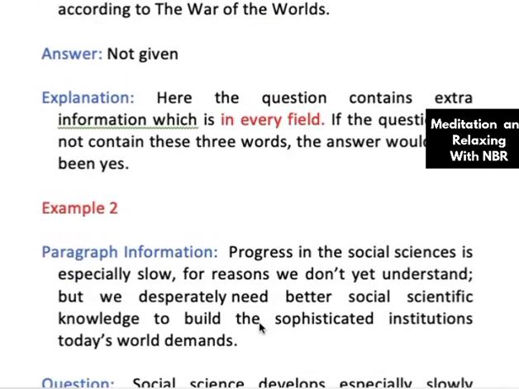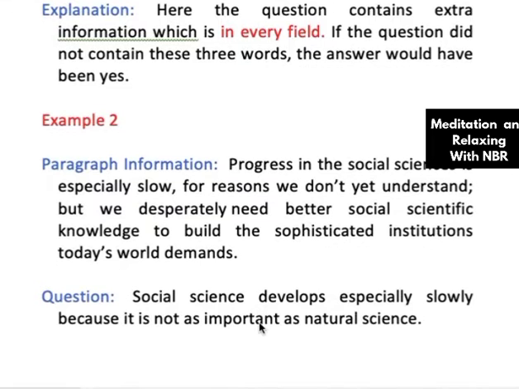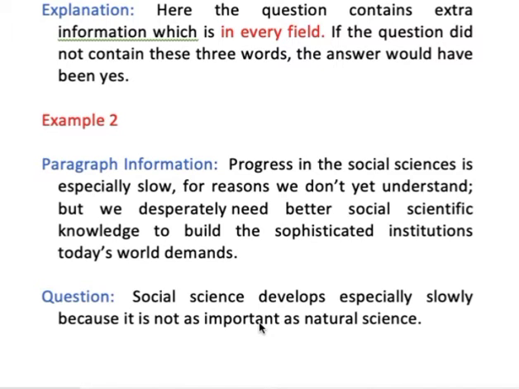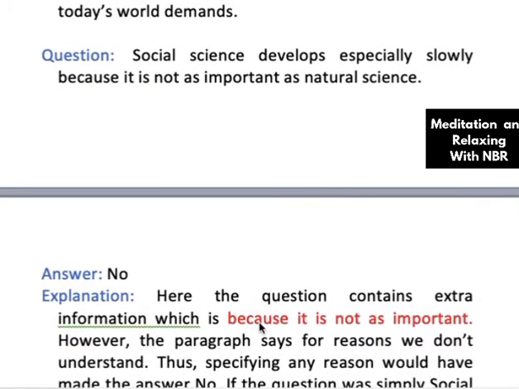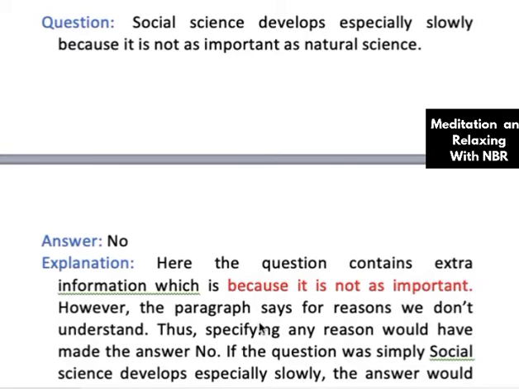Now let's go to question number 2, example number 2. The paragraph says, progress in the social sciences is especially slow for reasons we don't yet understand. But we desperately need better social scientific knowledge to build the sophisticated institutions today's world demands. And the question is, social science develops especially slowly because it is not as important as natural science. And the answer is no. Here the question contains extra information, which is because it is not as important.